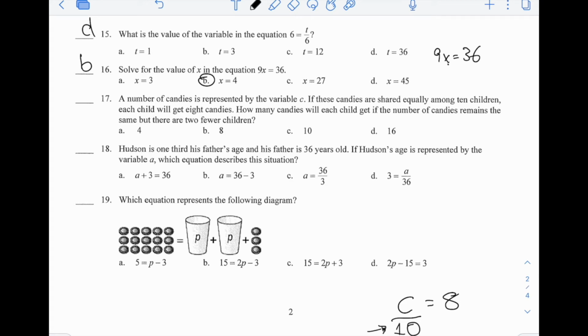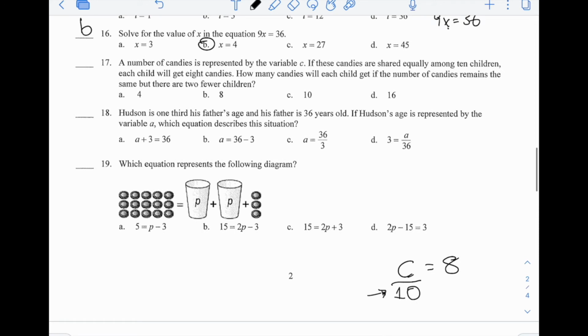So first, let's just solve this and see what it is. I'm dividing it by 10, so I'm going to multiply by 10. That gets rid of the 10. Times 10, so my C is going to equal 80. So there's 80 candies, and now there's 2 fewer children, so that means there's 8 children. 80 divided by 8 is 10. So each kid is now going to get 10 candies. So that one's C. I kind of had to walk through that one slowly.